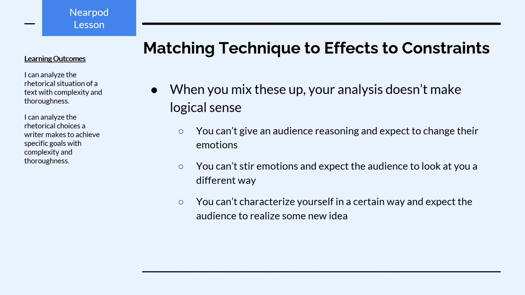For instance, if you identify a reasoning technique and then go on to explain the intended effects on the audience as character-based and then connect the obstacle to an emotion-based obstacle, logically that makes no sense because you can't give an audience reasoning for something and expect to change their emotions. You can't stir emotions in the audience and expect the audience to look at the writer in a different way. You can't talk about how the writer characterizes themselves in a certain way and expect the audience to realize some new idea. They don't fit together. They're not interchangeable like that.